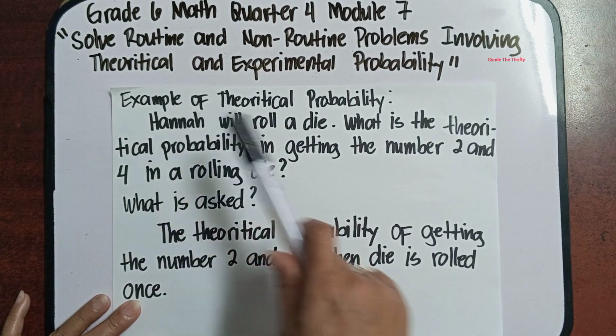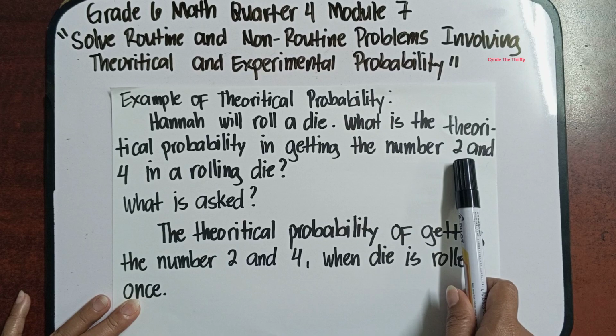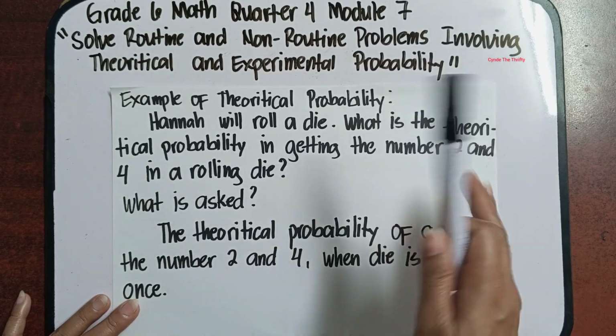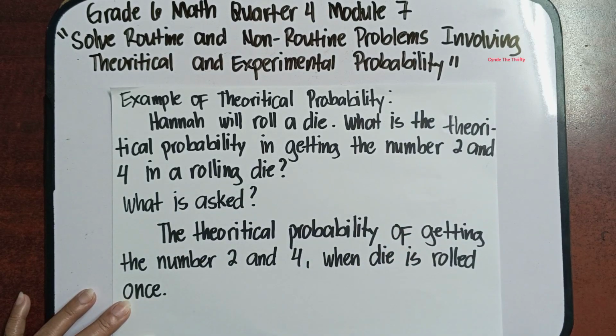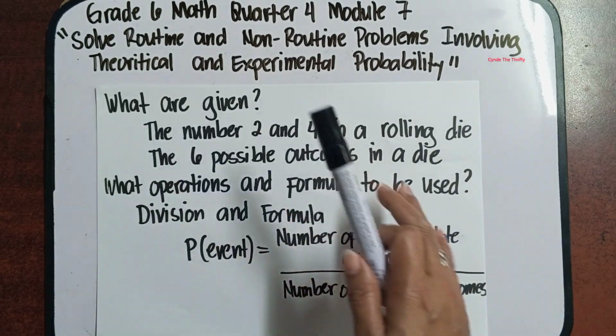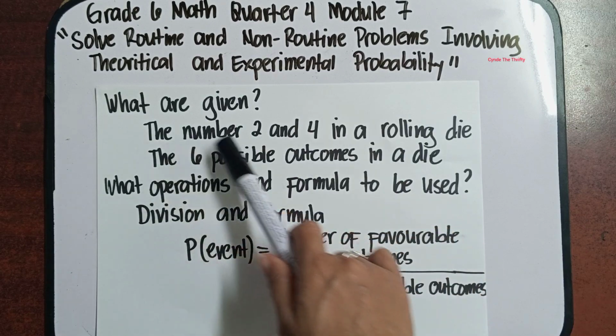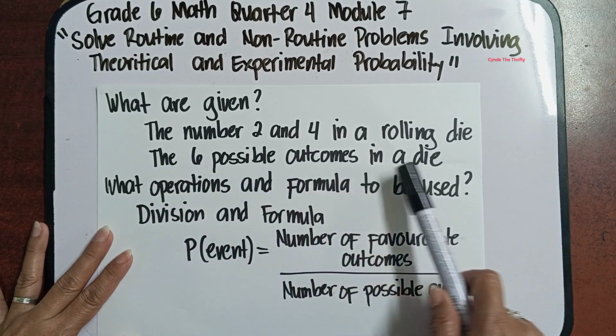Si Hannah, mag-roll siya ng die. So, ano daw yung theoretical probability na makakuha siya ng number 2 at 4 kapag ni-roll niya yung die? Ang first step natin is what is asked. Ano yung hinahanap or ano yung kanyang tinatanong? Ang kanyang hinahanap is the theoretical probability of getting the number 2 and 4 when die is rolled once. Next step is what are given. Ano yung given natin? Ang given natin is the number 2 and 4 in a rolling die and then the 6 possible outcomes in a rolling of a die.